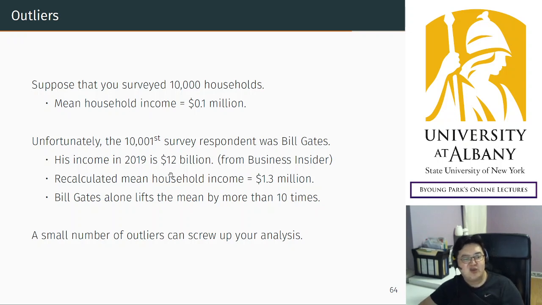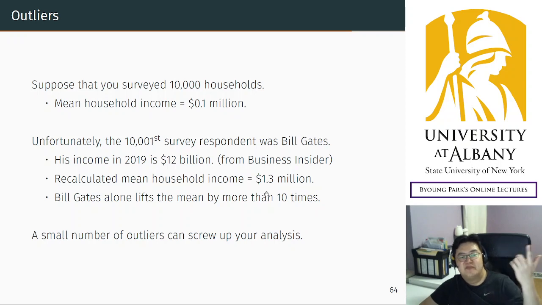And if you recalculate the mean, including Bill Gates, the mean household income becomes 1.3 million, which is 13 times greater than the previous mean. So this is hypothetical data. 0.1 million is just a simple, imaginary number. The actual number should be smaller than this.